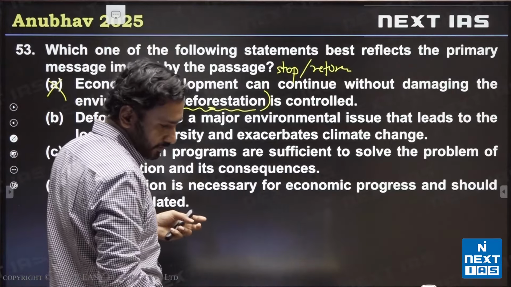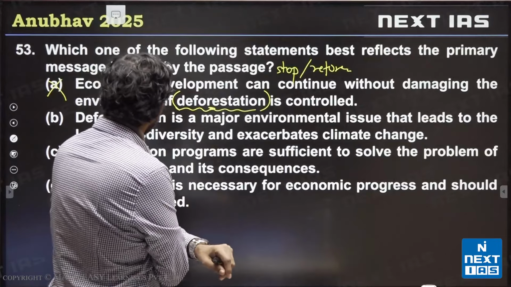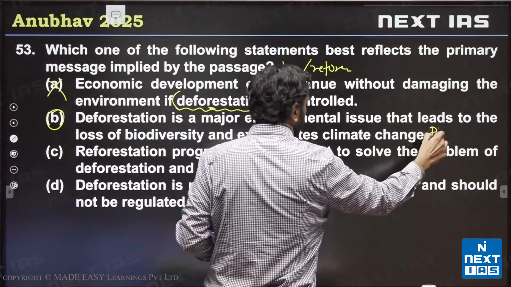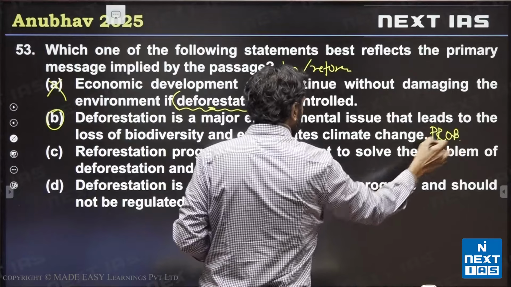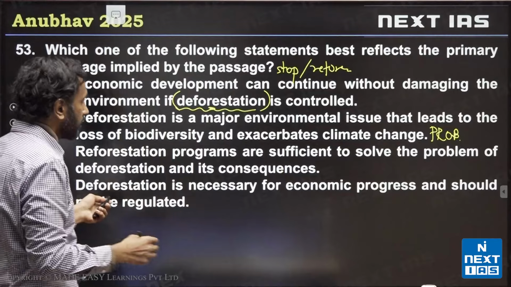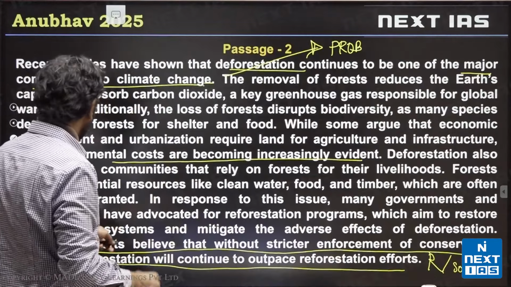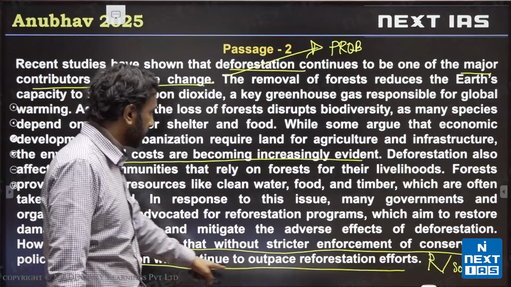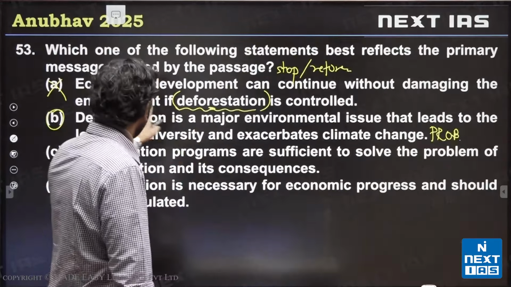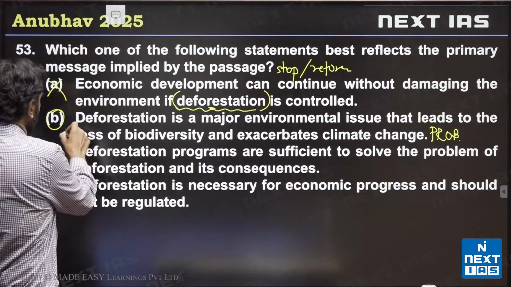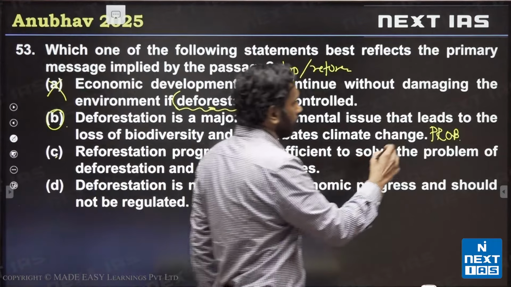This is telling us that the problem exists. No mention of solution. The recommendation was that without stricter enforcement of conservation, deforestation will continue to outpace reforestation efforts. That is not mentioned anywhere in option B. It's only mentioning the problem. So we'll say incomplete. Problem only mentioned.